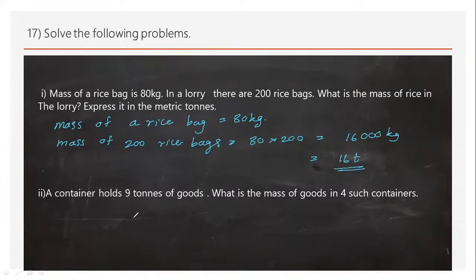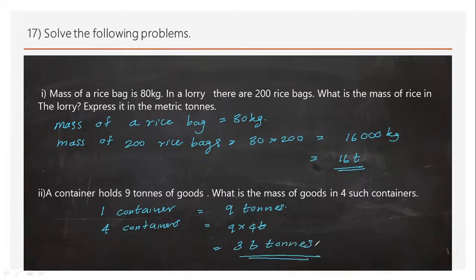A container holds 9 tons of goods. One container, how much? 9 tons. Then 4 containers, 9 times 4, 36 tons. 36 tons.